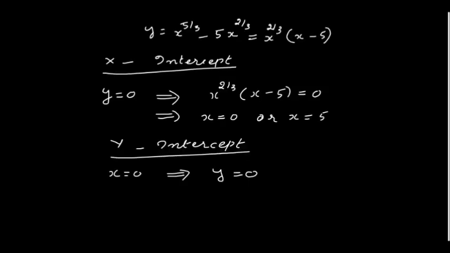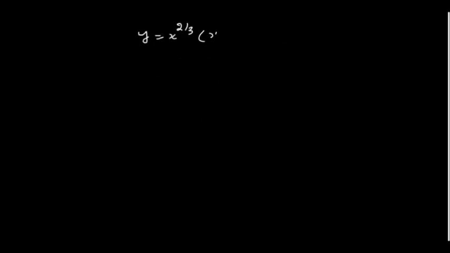Now we go to the next part, that is critical points. To find critical points, we have to find y dash of the curve. Let's write y once again, x raised to 2 by 3 into x minus 5. To find the critical points, let us take y dash equal to 0 or undefined. These are the points at which critical points exist. So let us find y dash now.